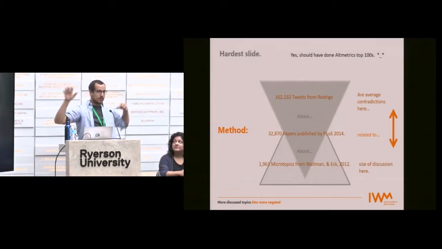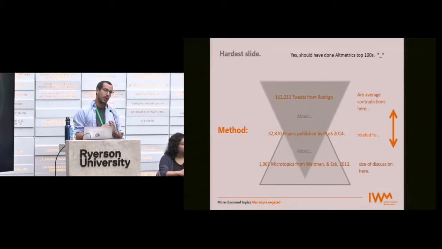The way that we did this is probably the hardest slide, but basically we had this big set from Rodrigo of 162,000 tweets, which are about papers, and those papers are about topics. So what we're going to do is narrow from tweets to topics. And the idea is, are the number of contradictions in those tweets related to the number of tweets that there are? I hope that's clear.